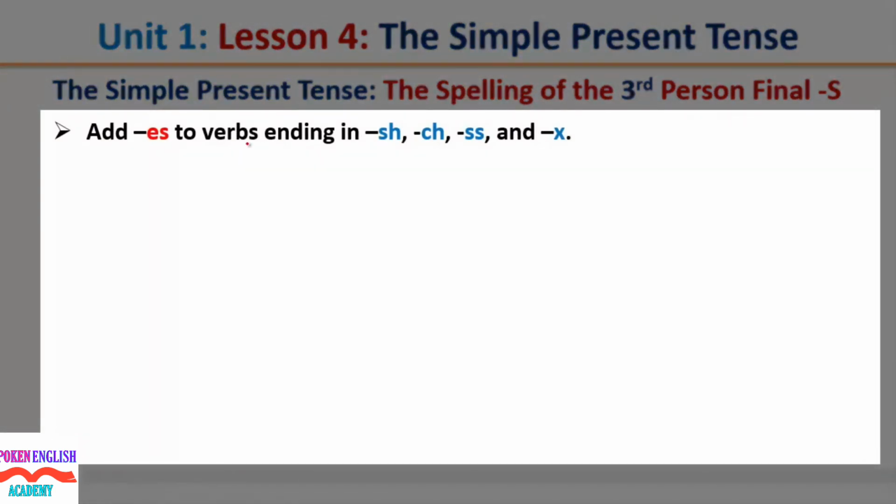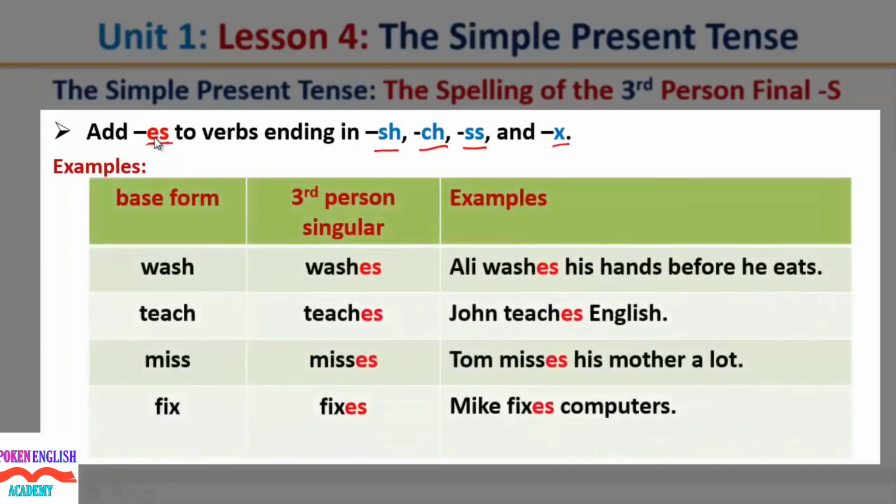Add es to verbs ending in sha, cha, sa, x. So if the verb ends in sha, cha, sa, or x, we add es to this verb. Examples: wash. Notice here the verb wash ends in sha. So we add es. Example: Ali washes his hands before he eats.